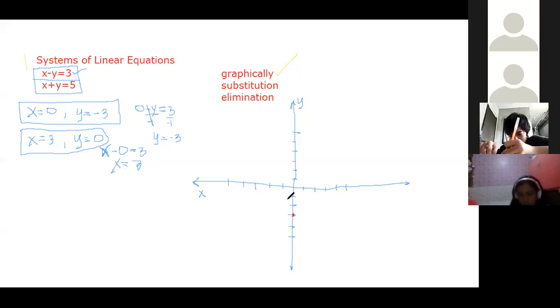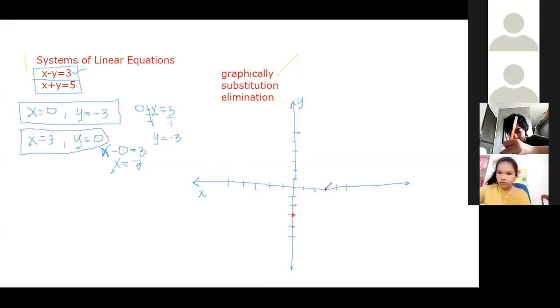And then after that, si y naman is 0, si x is positive 3. So si y is 0 here, then x is positive 3. Positive 3 si x. 1, 2, and 3. So dito po ang x-intercept. Nandito ang x-intercept. And then, you already have 2 points. Now, in geometry, 2 points determine a line. All right? That's postulate number 1.